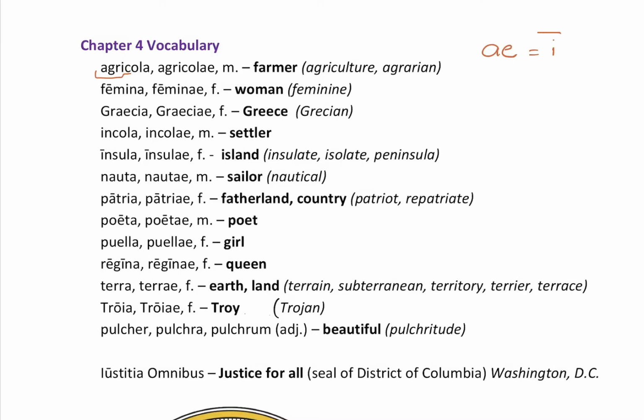We get words like insulate or isolate. Peninsula. If you've ever heard the phrase, no man is an island, it's because you can't live isolated from the rest of the world. It doesn't work that way, and we get that from insula, insulae.